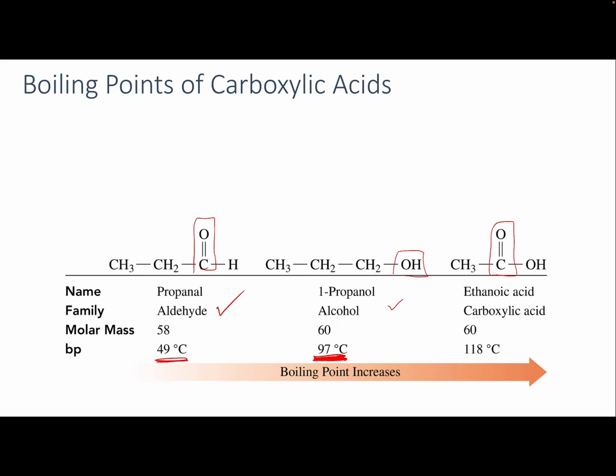Combine those two groups and we get a molecule that is so hard to pull apart from itself that the boiling point needs to be 118 degrees Celsius. This is a higher boiling point than water. So ethanoic acid, or carboxylic acids in general, are going to have higher boiling points than alcohols, ketones, aldehydes of similar mass. And I forgot to mention that all of these masses are roughly the same.